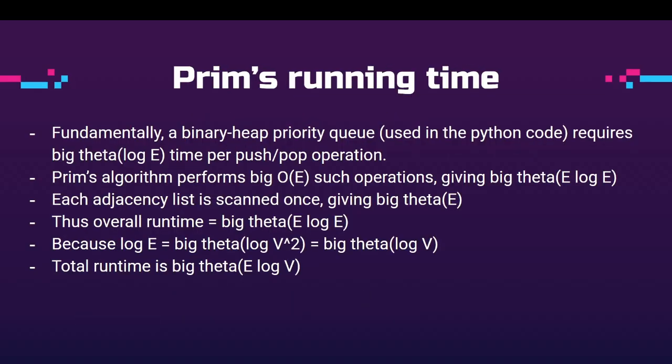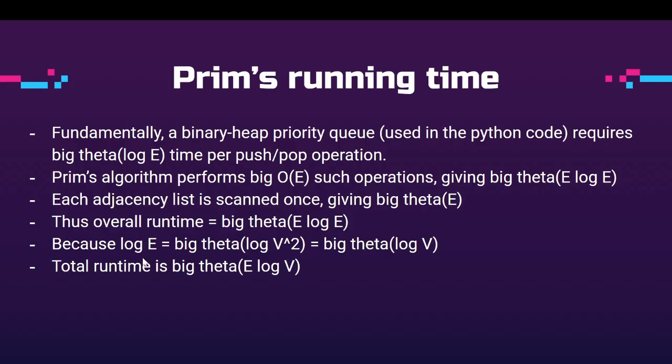Now, moving on to Prim's algorithm's running time. Fundamentally, a binary heap priority queue, or honestly any priority queue, I just use the binary heap one for that matter, would require a big theta of log E time per push/pop operation. And then Prim's algorithm performs a linear amount of such operations, giving big theta E log E for this part of the code. And then each adjacency list is scanned once, which gives big theta E. Thus the overall runtime would be big theta E log E plus big theta E, but because big theta E is not the dominant term, we just say big theta E log E.